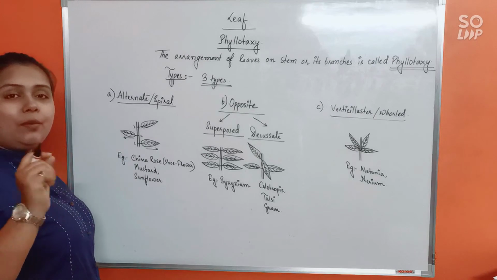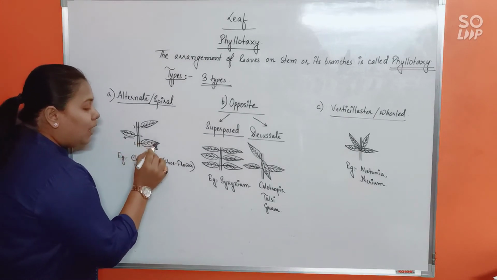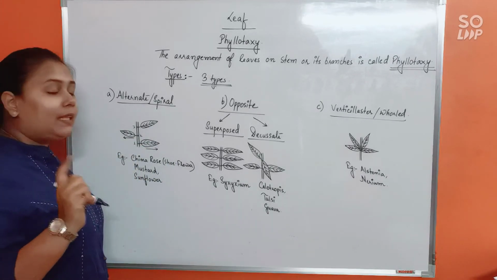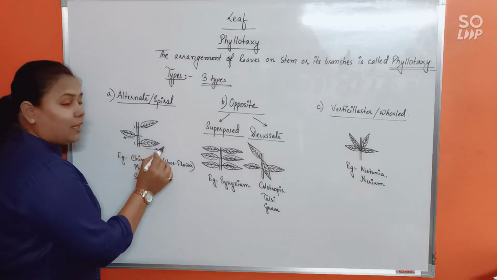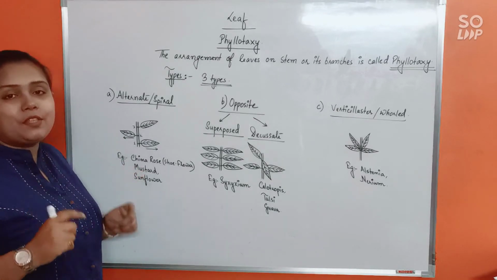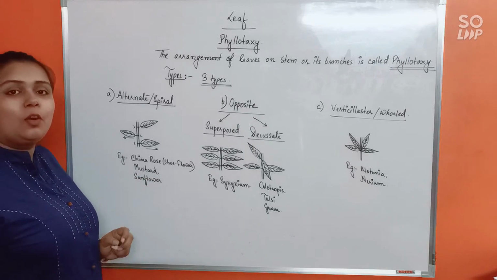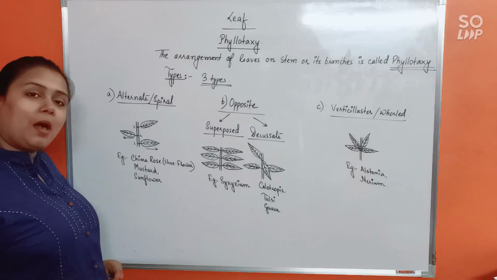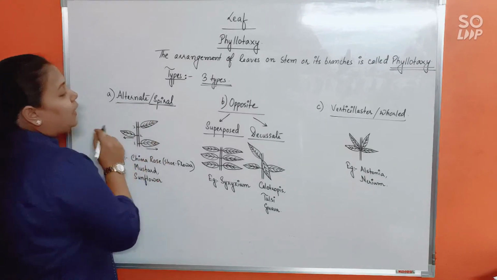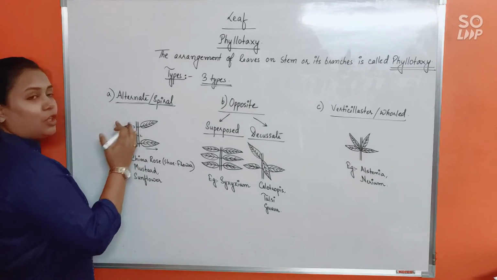And also, another important thing to mark is that one node is giving rise to only one leaf. So two things you have to remember. First, that one node gives rise to only one leaf. Another is that the leaves arising from two adjacent nodes would be opposite to one another. Alright, so these are the two important things to mark. Another thing, why is it called alternate or spiral? Alternate, it's very obvious because here the leaves are arranged in an alternate manner.